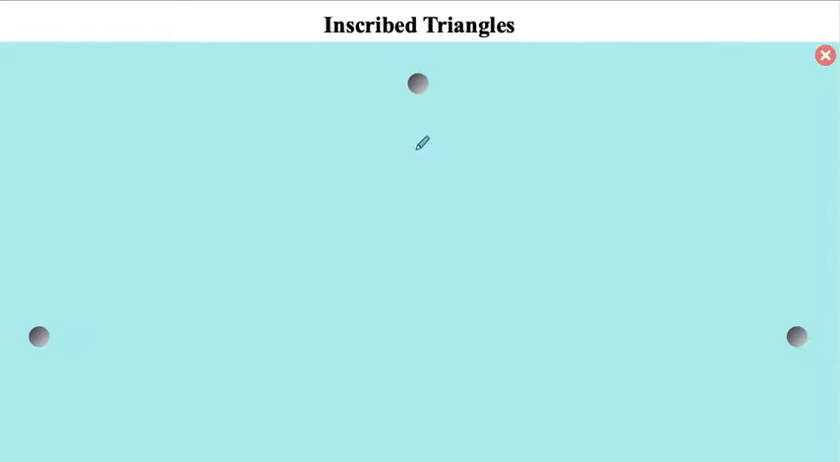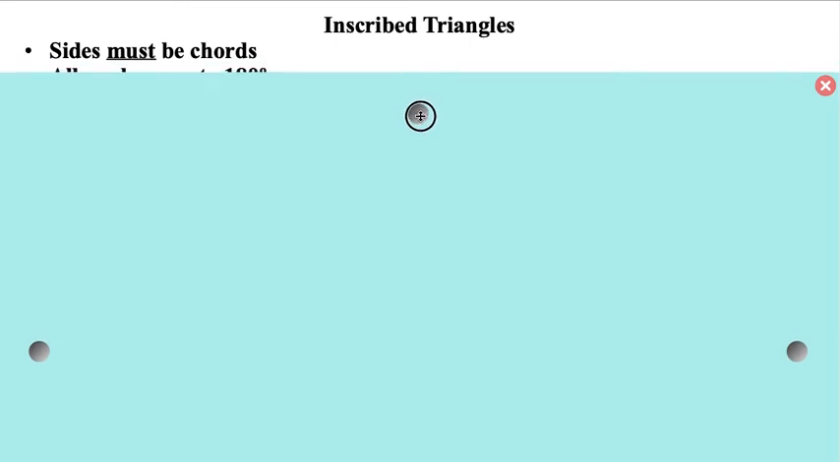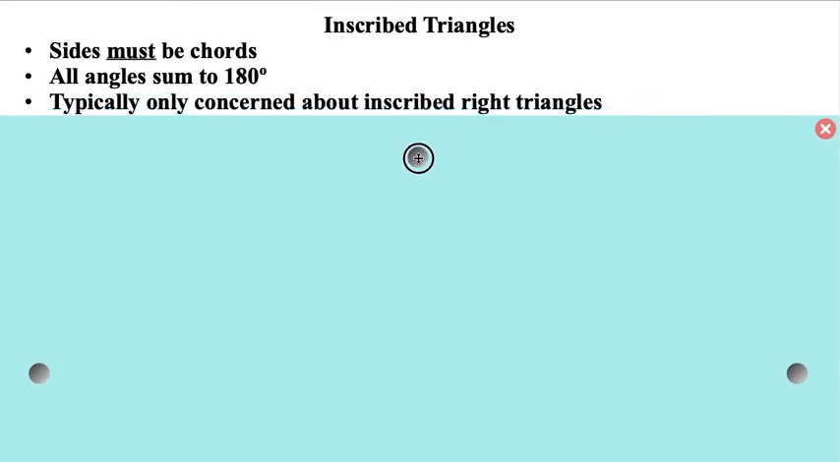Quadrilaterals. I'll give you some notes and we'll go through a couple of examples. First thing, inscribed triangles. Sides must be chords. When we say inscribed, we mean that the triangle is drawn wholly within a circle. All the angles still sum to 180. It's still a triangle after all. But typically we're only concerned about inscribed right triangles.